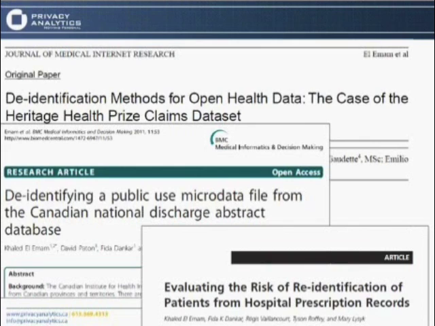We've been working in this space for quite some time, and we've published a number of articles on the de-identification of different types of data, so claims data, discharge data, and prescription records data. So there are a lot of good sources that describe the methodology and the approach that I'm going to go through, as well as provide concrete examples of actual data releases, public data releases, as well as commercial data releases.